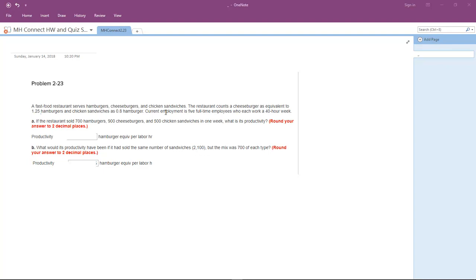So current employment is 5 full-time employees who each work a 40-hour week. I bet that's going to come into play really soon here. When we're talking about productivity, that's going to be the output over the input, and the input is the number of hours. One of the things about these problems is, if there's anything you can calculate, go ahead and start calculating it, because it will probably lead you to what's going to be used later on.